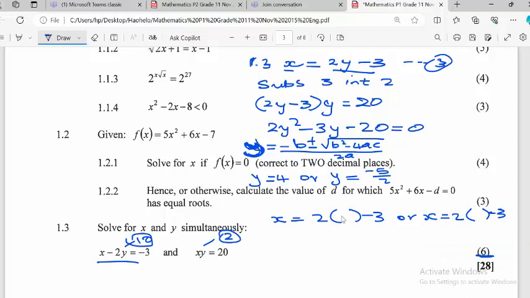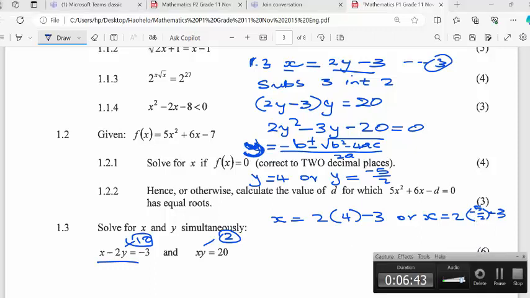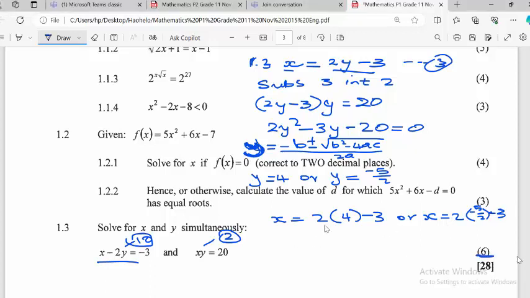So clearly here I'll have 4, and here I'll have negative 5 over 2. And let me see, is it recording? Yes, it's recording. It has recorded 6 minutes so far. So clearly for this one, x will be equal to 8 minus 3, which will give us 5.